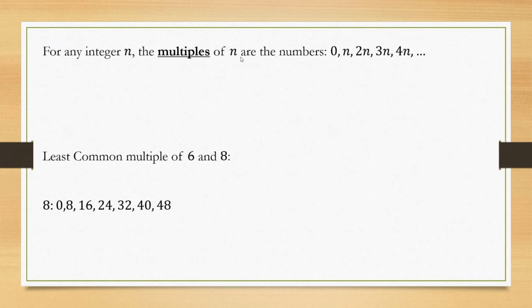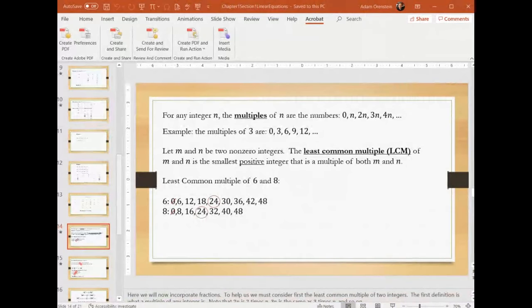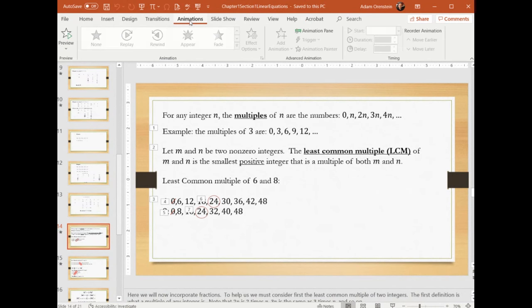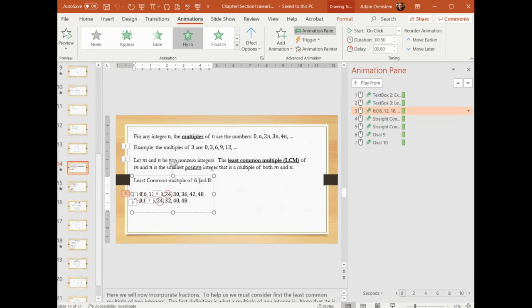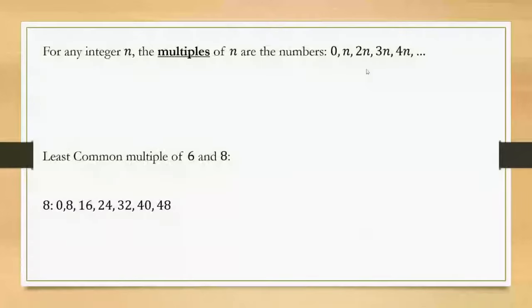Actually, you know what? Let me fix this quickly. You're multiplying n by the non-negative, oh, darn it. Let me just fix something quickly. The animation pane. I just want something hidden. Oh, whatever. Forget it. Let me just keep going. I was going to fix something, but I don't want to waste too much time, so let's just keep going.